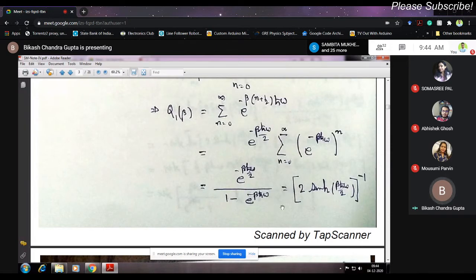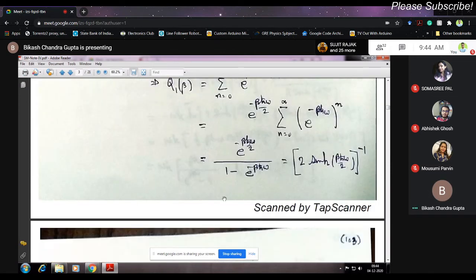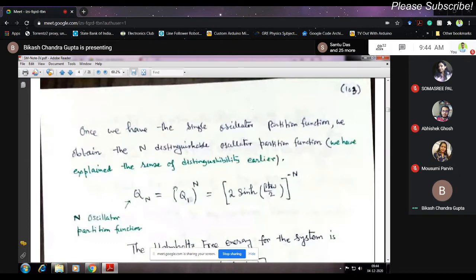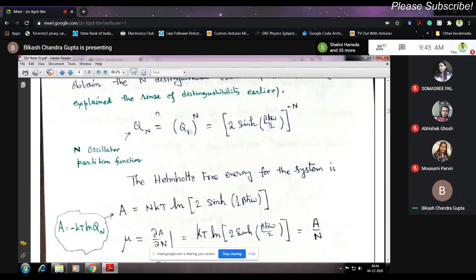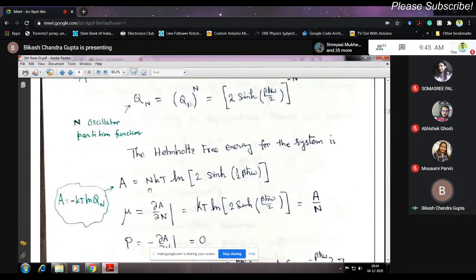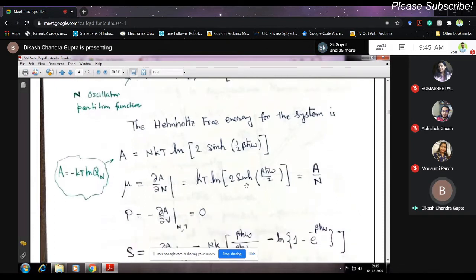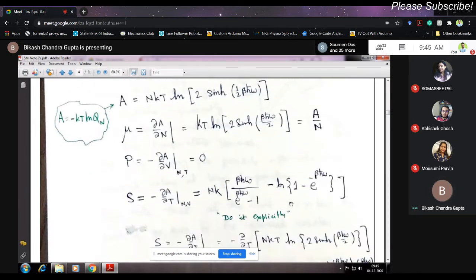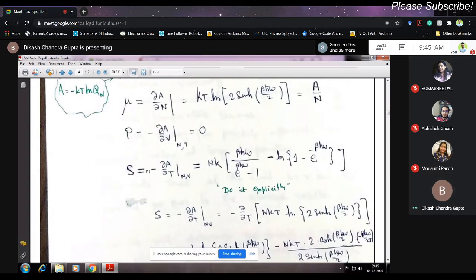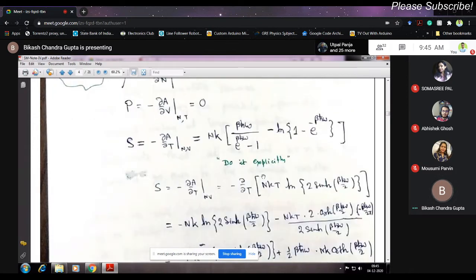As I said, these particles are localized at certain positions, and therefore you can distinguish them. So you can write the N particle partition function as q1 to the power N without any division by N factorial, and it turns out to be like this. Once again you have obtained this QN, definitely connected to the Helmholtz free energy, which is like this. Then mu is del A del N, you get this, and P, as you obtained earlier, and S is like this. You get this, and I asked you to do the explicit calculation.